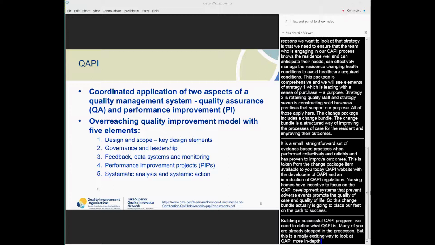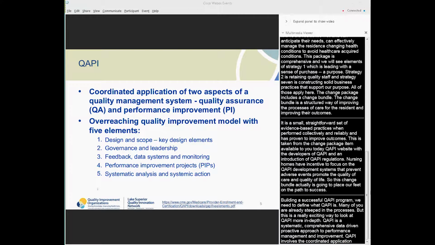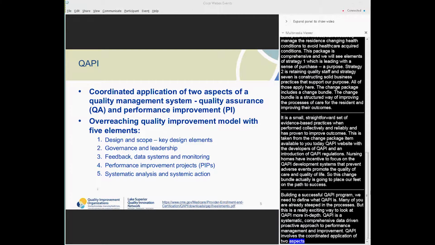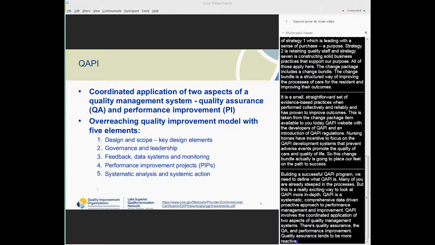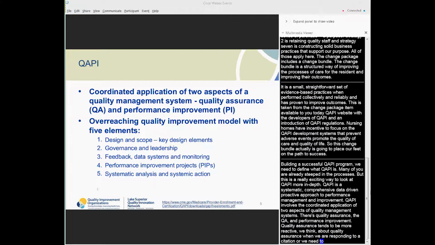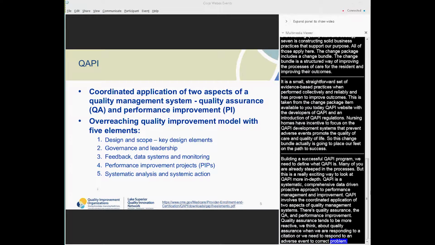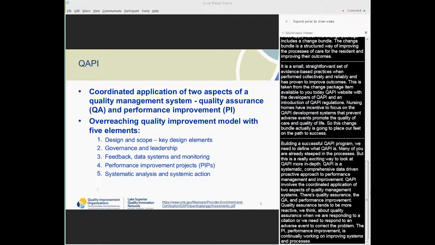QAPI involves the coordinated application of two aspects of quality management systems: quality assurance, the QA, and performance improvement. Quality assurance tends to be more reactive. We think about quality assurance when we're responding to a citation or we need to respond to an adverse event to correct a problem. The PI, the performance improvement, is continually working on improving systems and processes. It's being proactive. So in the PI aspect, all staff are taking ownership in identifying areas to improve and how to improve them.